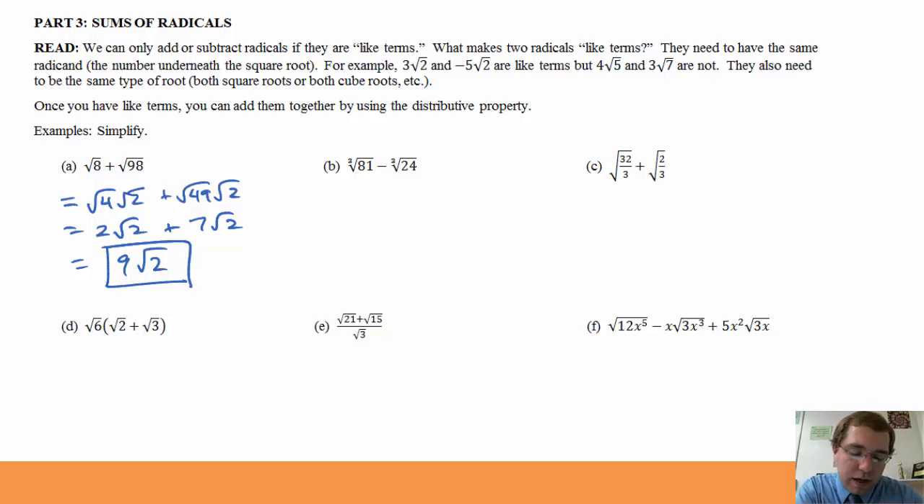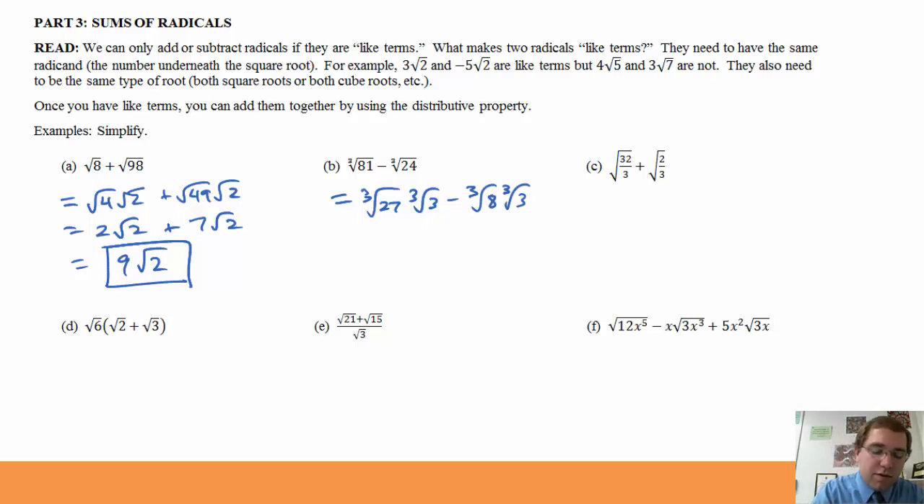Example B. The cube root of 81 minus the cube root of 24. Again, they don't have the same radicand, but I can make them have it because 81 happens to simplify nicely to the cube root of 27 times the cube root of 3, minus 24 is the cube root of 8 times the cube root of 3. Why did I choose 8?